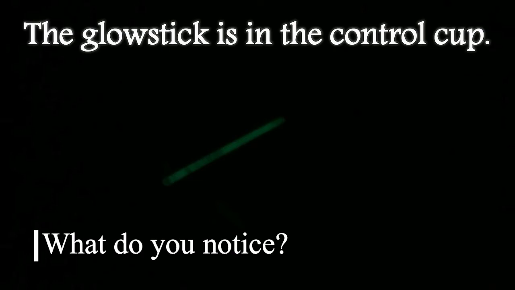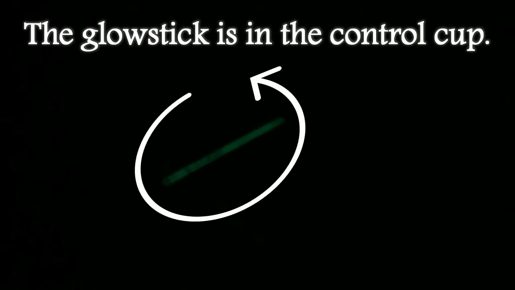Have your child observe the glow stick in the control cup and notice its properties. What did they observe about the glow stick? And at this point, anything they notice is really great. It's important to notice every detail that could potentially be important in an experiment. The detail we do want to make sure we focus on is noticing how brightly the glow stick is glowing.